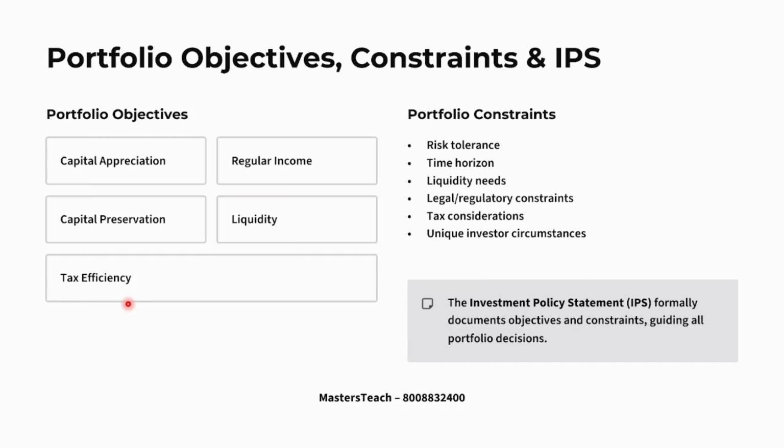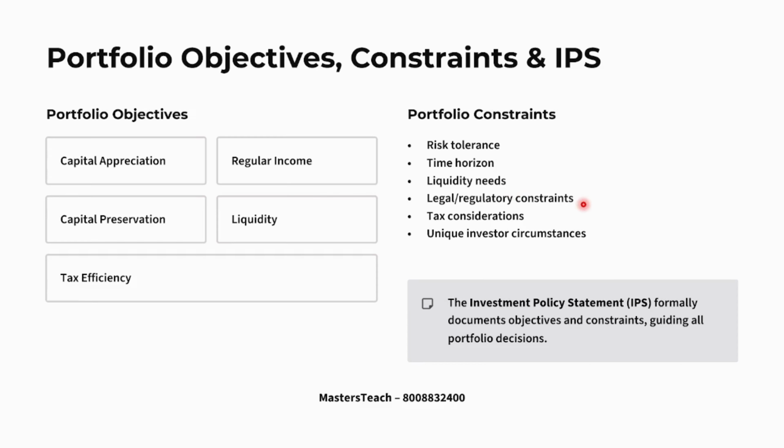So when they ask in the examination what the portfolio objectives are, you have to mention capital appreciation, regular income, capital preservation, liquidity and tax efficiency. Okay, then portfolio constraints: risk tolerance, whether they are able to bear the risk even if the money goes out, and time horizon, how much time they want to invest. Liquidity needs, for example, people save and invest the money for the future, for emergency purposes, for marriage purposes.